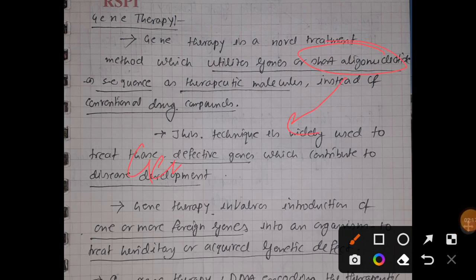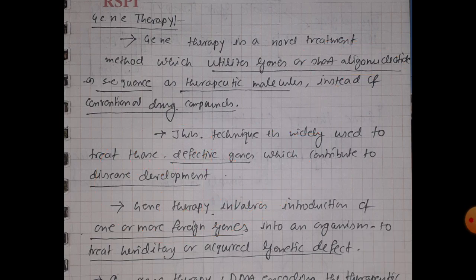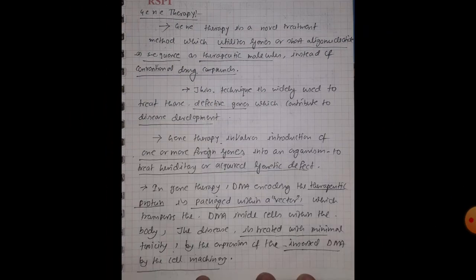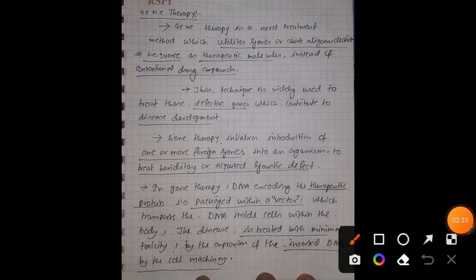So with the help of those short oligonucleotide sequences, we are mainly focusing on treating genetic disorders that can be hereditary or acquired. Although nowadays we are also using gene therapy to treat cancers. So that is the basic introduction of gene therapy. That means here we are using short oligonucleotides as a therapeutic agent instead of a conventional drug.